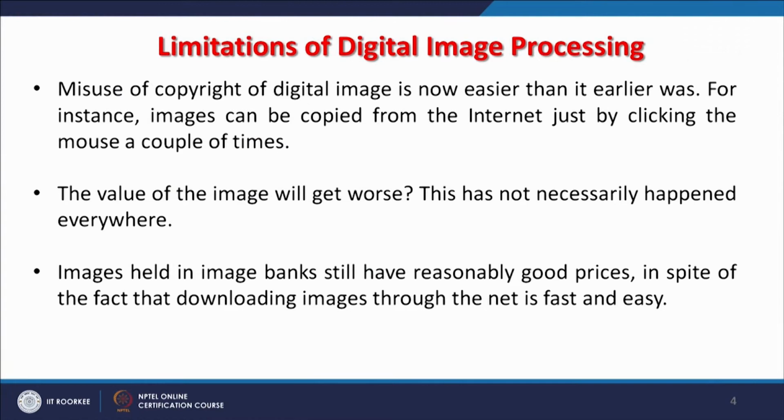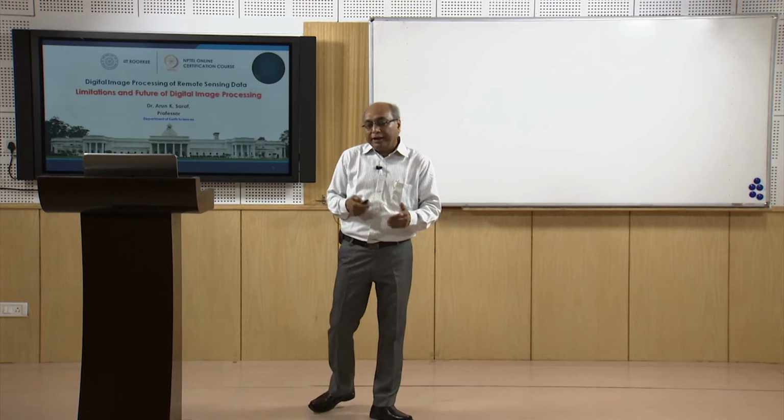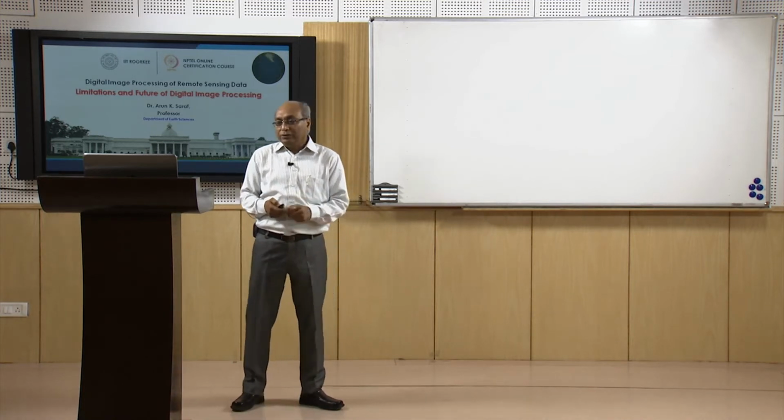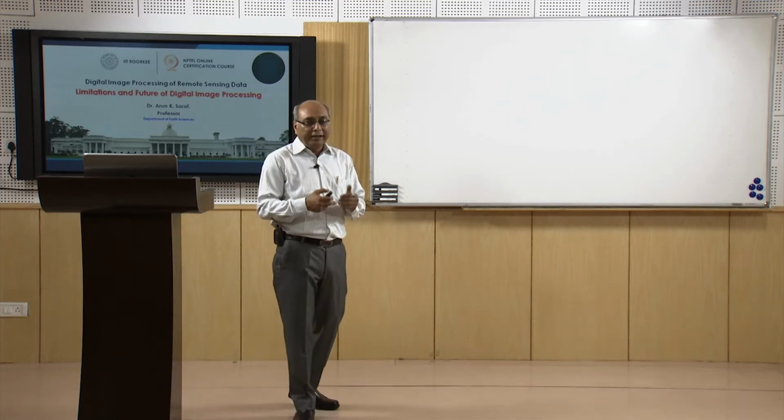Images held in image banks still have reasonably high prices, in spite of the fact that downloading images through the net is fast and easy. So sometimes acquiring the data, especially high resolution, creates a lot of requirements for processing and so forth. So this can also be considered one of the limitations of remote sensing data as well as digital image processing.